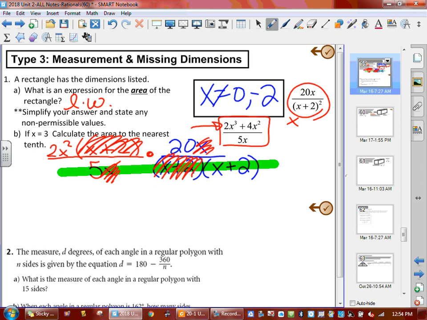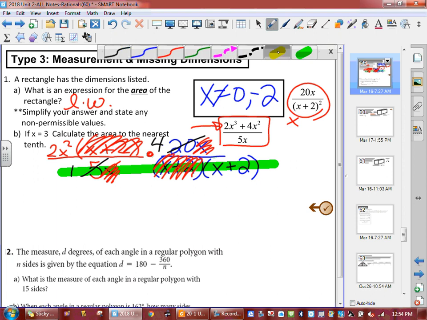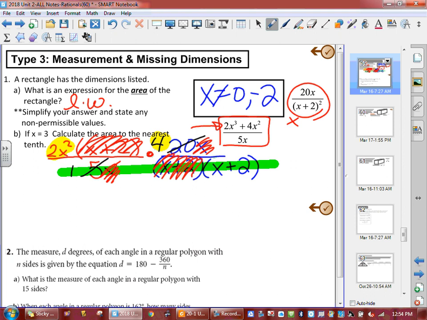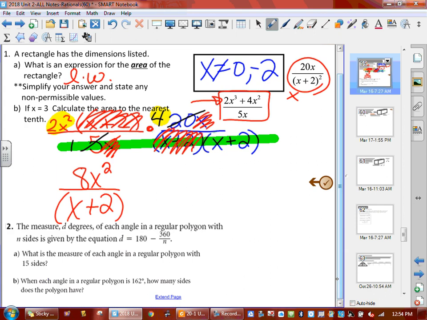And what do we know about 5 and 20? They both reduce by 5, correct? So we're going to divide them both by 5. This guy becomes a 1, and this guy becomes a 4. Now we multiply everything that we've got left over on top. We've got that guy and that guy on top. That's all we have left on top. So the 4 and the 2, you're not going to write them side by side, you're actually going to multiply them. So we're going to have 8x squared on top, and on the bottom, we're going to have an x plus 2. Okay, that is the answer for A.